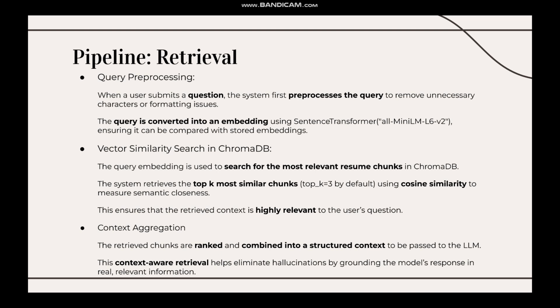After we get the relevant information based on the query, we add it to the prompt. We rank the retrieved chunks, combine the structured context, and pass it into the large language model in the prompt. And this retrieval helps eliminate hallucinations by grounding the model's response in real and relevant information.